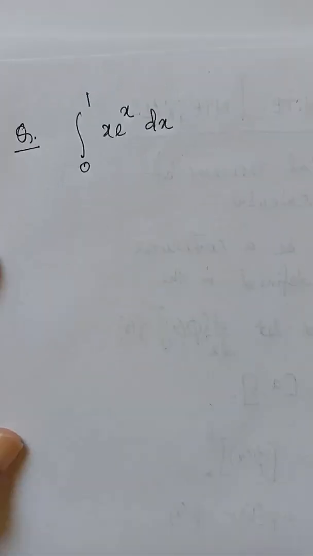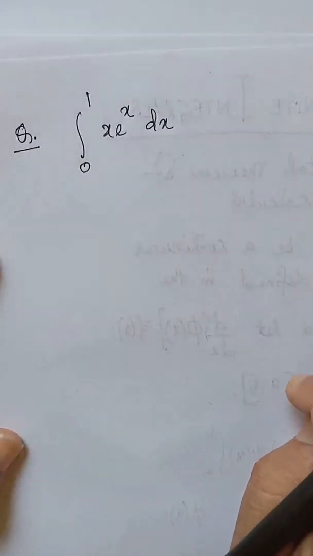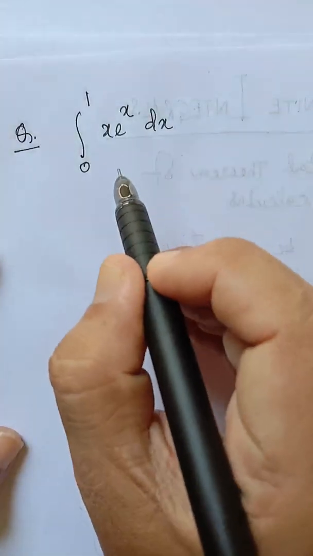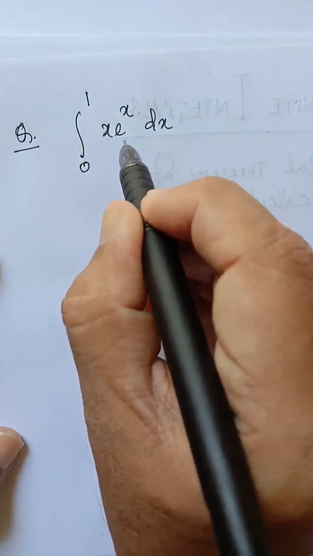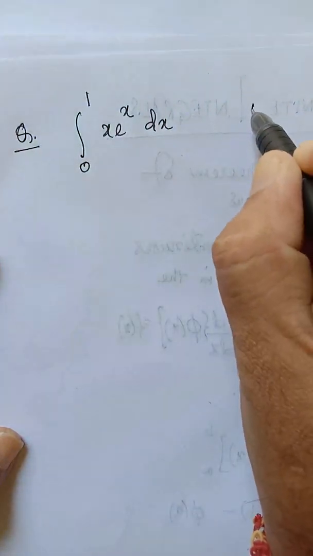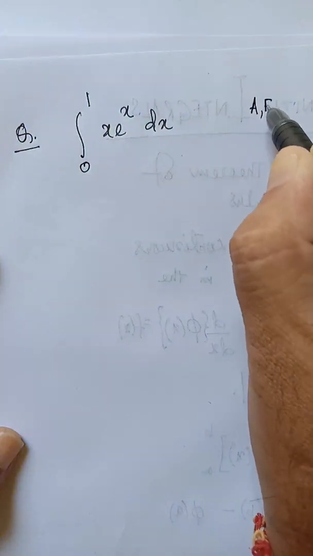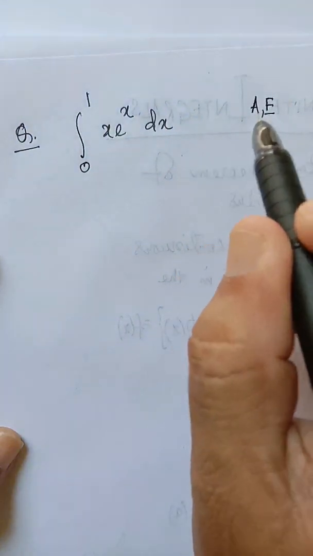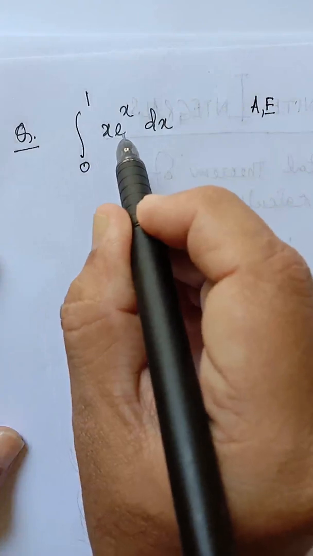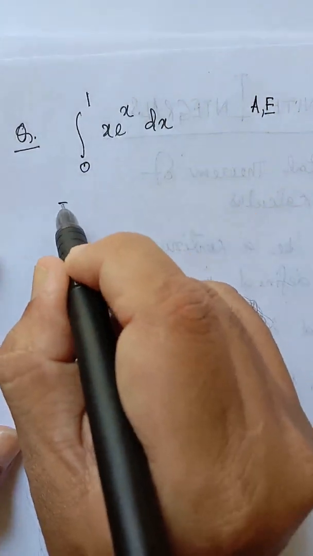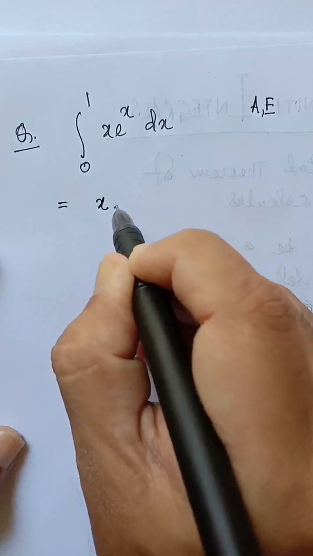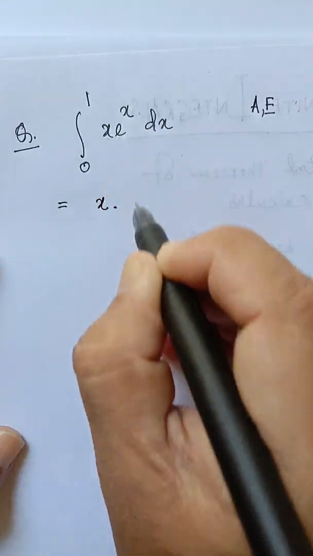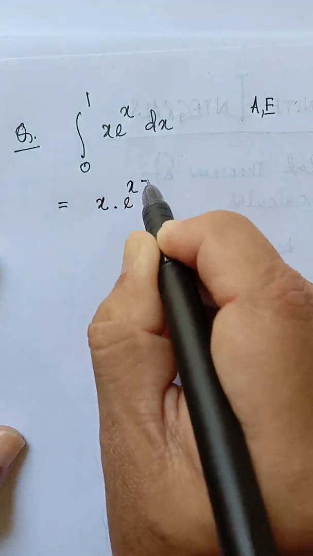Next question is to integrate 0 to 1 x into e to the power x dx. Here we have to apply the product rule. X is an algebraic function, e to the power x is an exponential function, algebraic and exponential. And we know in ILATE, A comes before E, so this is the first function, this is the second function. Now applying the product rule, first function unchanged into integration of second, integration of e to the power x is e to the power x.